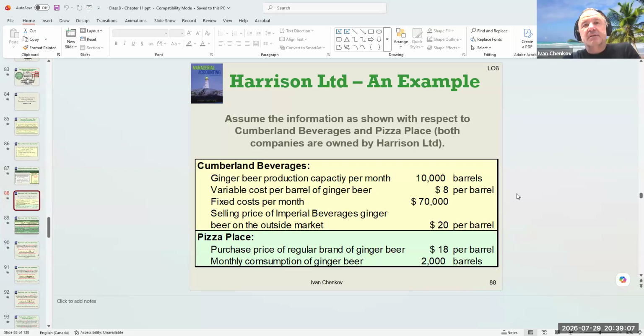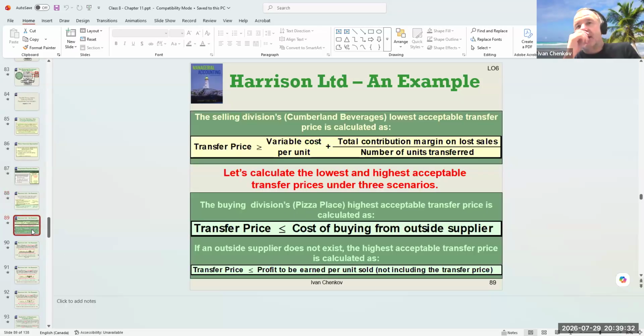So now, as you can see, if the selling division sells at the selling price, the pizza place is never going to buy from inside, because it just doesn't make sense. Why would they pay $20 inside when they can purchase from outside for $18? The monthly consumption of ginger beer for the pizza place is 2,000 barrels. Now the question is, can we make a transfer between one division and another? And what will be the transfer price?